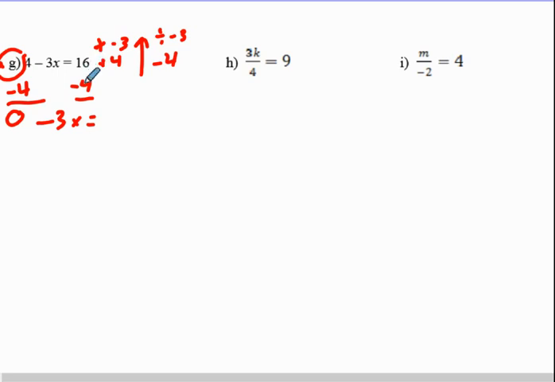So 16 minus 4 is 12. And so then we divide both sides by -3. And then that cancels into a +1. And then we have negative, so 12 divided by 3 is -4. So good, great job, Liam.